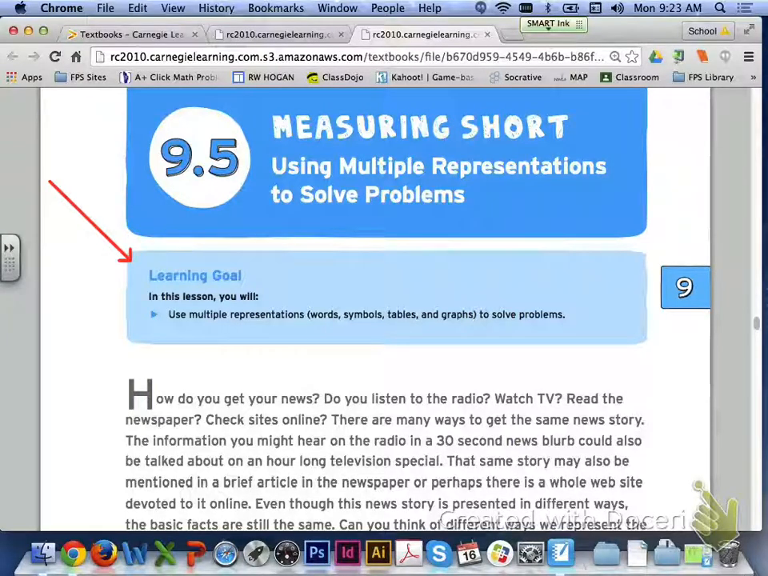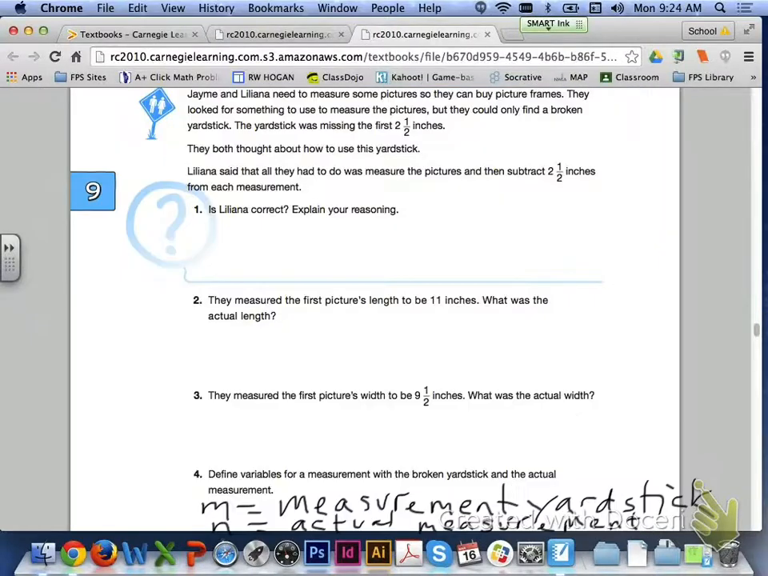Hi class, in lesson 9.5 we will be again using multiple representations to solve problems. Learning target for today, we will be using words, symbols, tables, and graphs to solve problems. Let's take a look at problem 1 on page 644 and read over the problem situation.